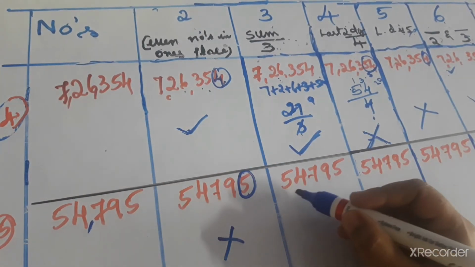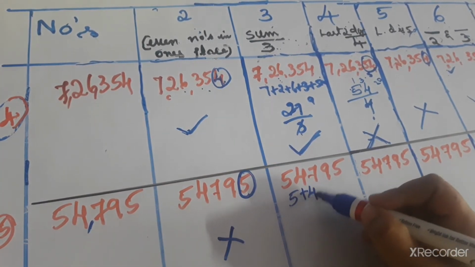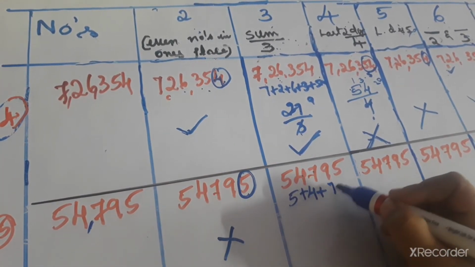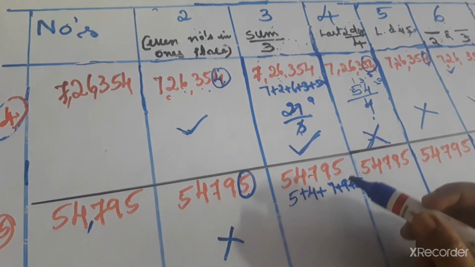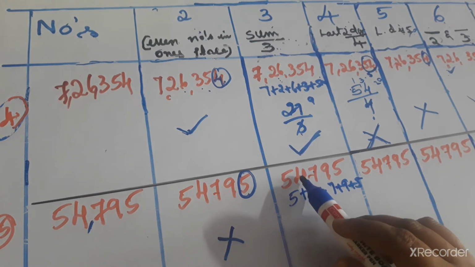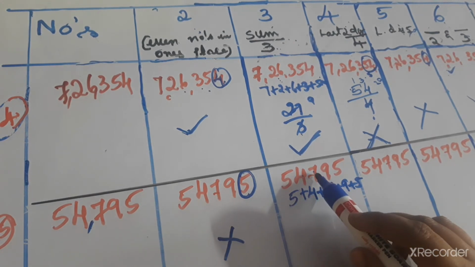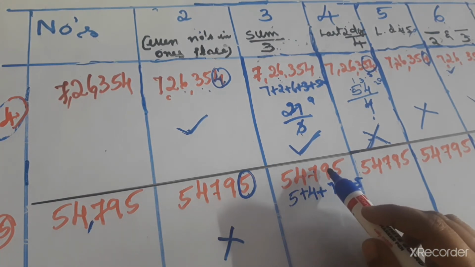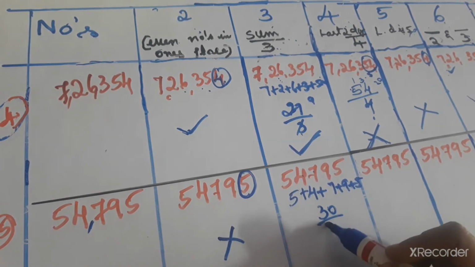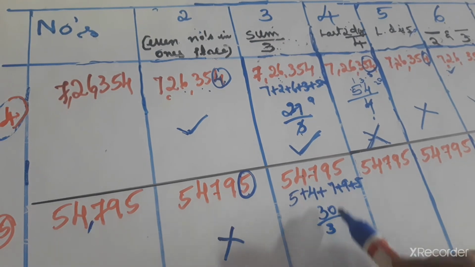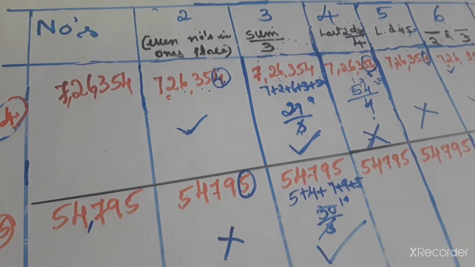And 3, we have to check the sum. 5 + 4 + 7 + 9 + 5 we have to check. The total should be divisible by 3. 5 + 4 is 9. 9 + 7 is 16. 16 + 9 is 25. 25 + 5 is 30. 30 divided by 3, that means the total is divisible by 3. 3 ones are 3, 3 tens are 30. So yes, this is divisible by 3. So the whole number is divisible by 3.